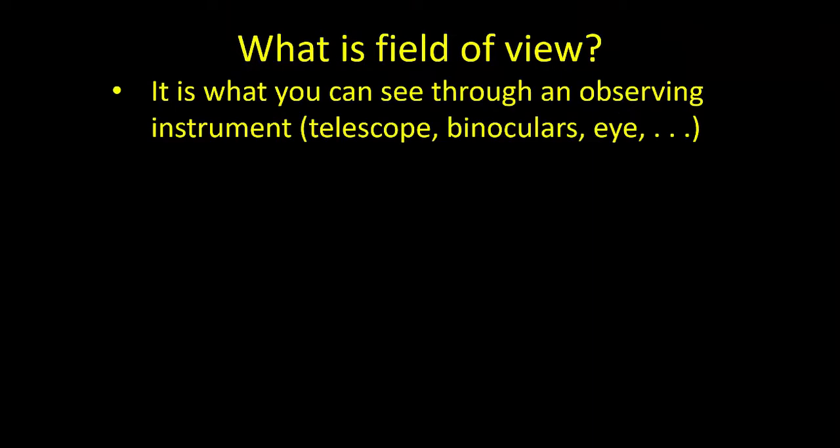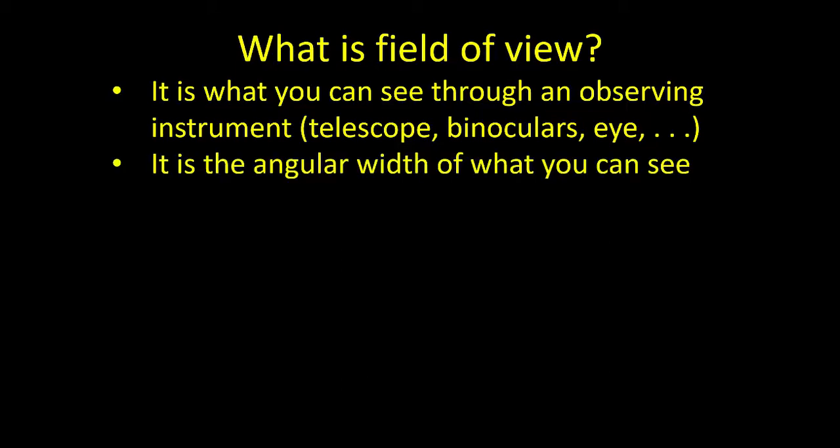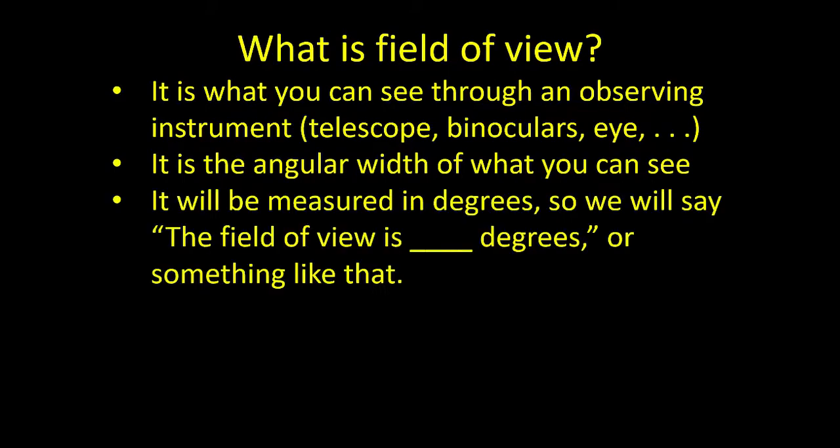So just what is a field of view? It's what you can see through some kind of an observing instrument. And the instrument could be a telescope or binoculars or your eye or a window or something like that. Usually we talk about it being the angular width of what you're able to see. We're going to measure this in degrees today, fractions of degrees at times, decimal fractions of degrees, but we'll say the field of view is so many degrees or something like that.